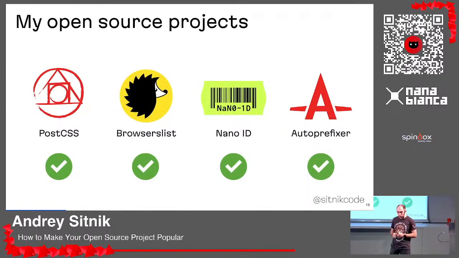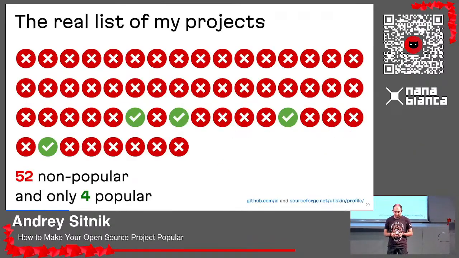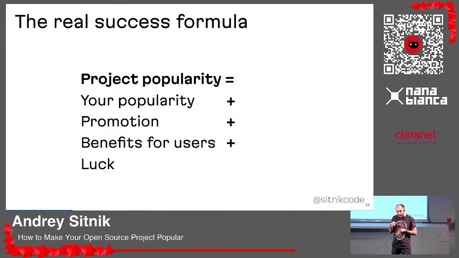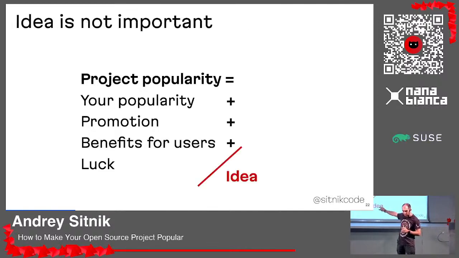First, I have 4 popular projects. But in reality, it's not like I created only 4 projects. In reality, most of my projects failed. This is why I think the real formula of success is that project popularity is the popularity of you as a person, the effort which you put into promotion, your benefits to users, and luck.